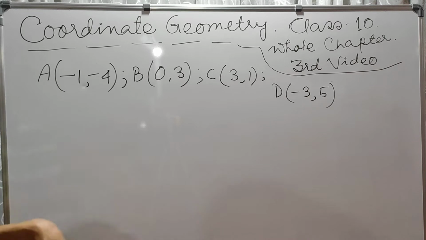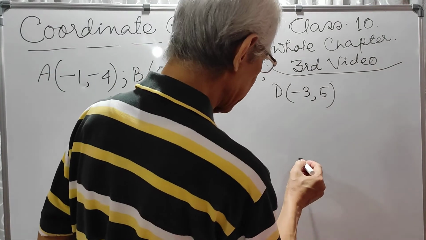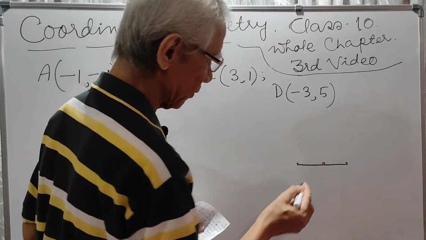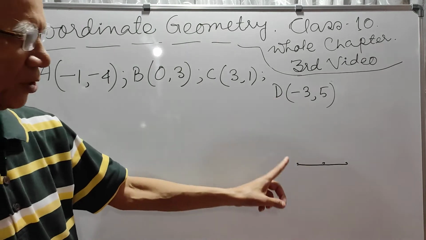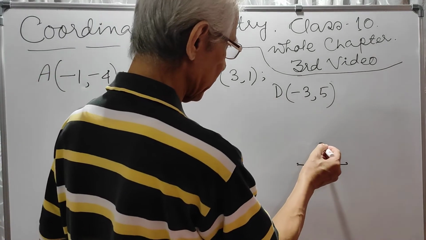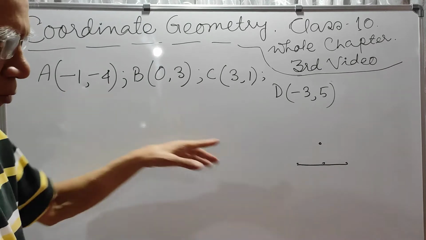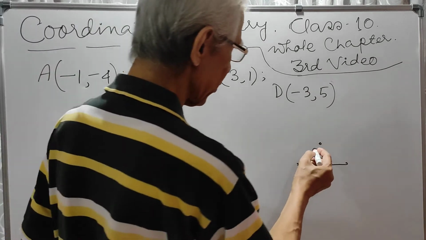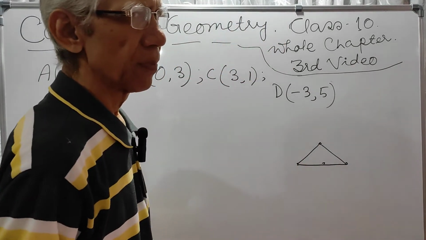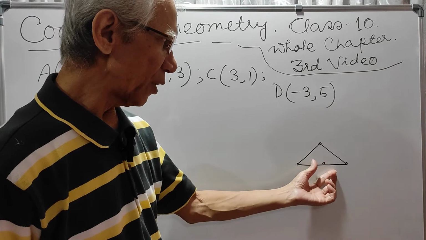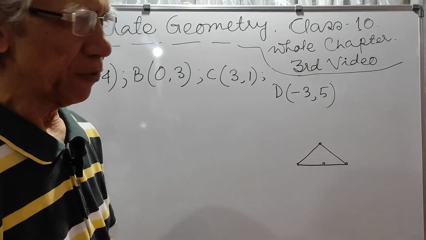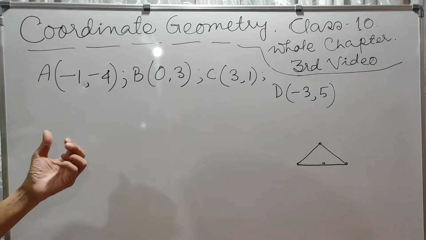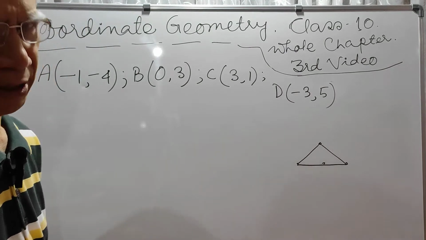Now, this is the way. Suppose out of these 4 points, 3 points are collinear, but 1 point is not. Then they cannot form a quadrilateral. Then they will form a triangle only. But if no 3 points are collinear, then it will be a quadrilateral. So we have to check now whether any 3 points are collinear.